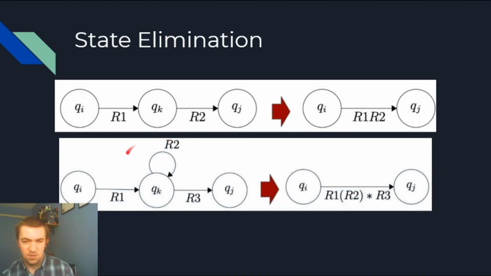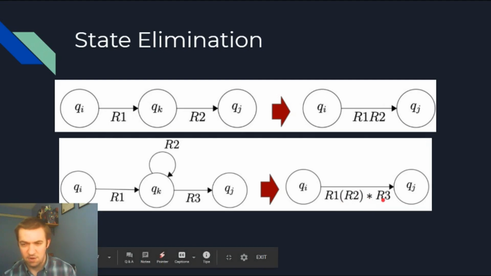Now, let's suppose we have something similar, except now we have an extra loop here where a regular expression allows Qk to go back to itself as many times as we need to. Well, we saw from before that Kleene star is what allows us to have these loops in here, because we can have any number of R2s in our expression. So when we remove this state, in addition to having this term and this term concatenated, in the middle we're going to have any number of R2. So we have R1, any number of R2, which is why we have R2 star, and then we have R3 at the end, because we need to be able to go from our middle state to our final state.